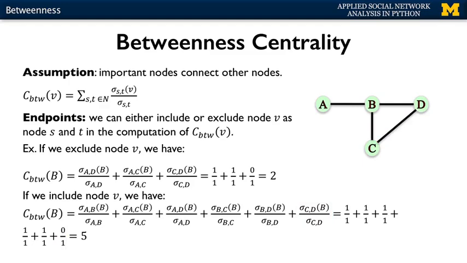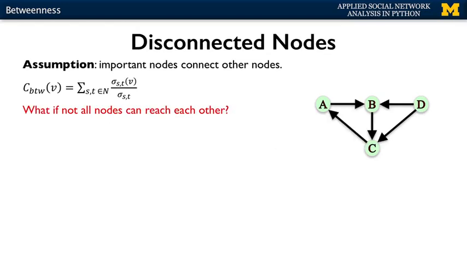We'll find that when we use NetworkX to compute this, we'll have the option of either including or excluding the node as one of the endpoints in the pair of nodes. Now here we have another concern, which is that sometimes some pairs of nodes are actually not connected to each other. They cannot reach each other.